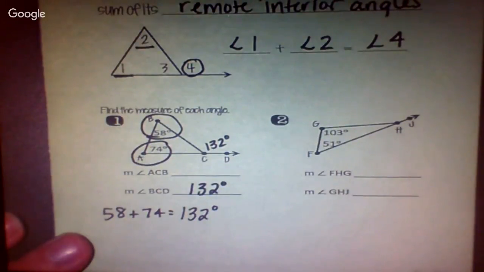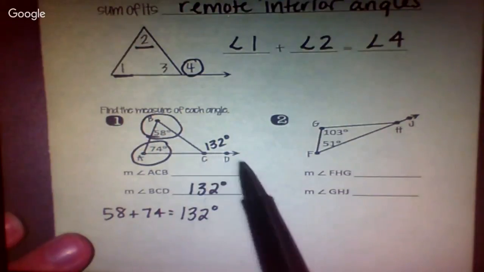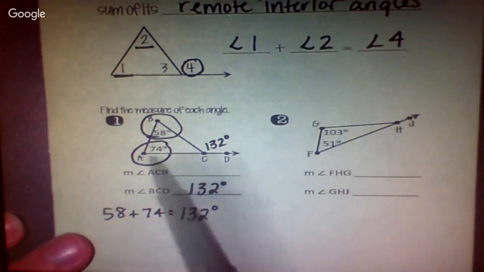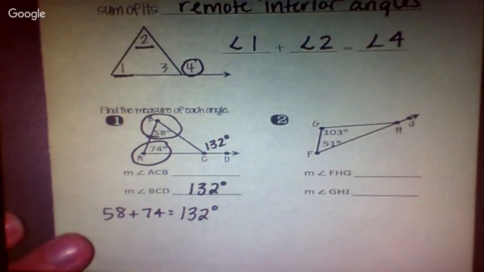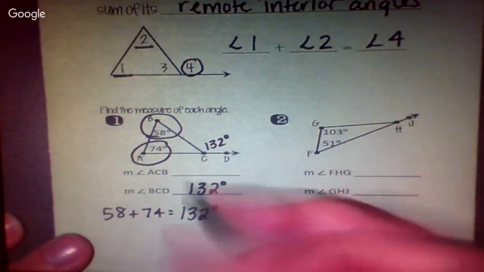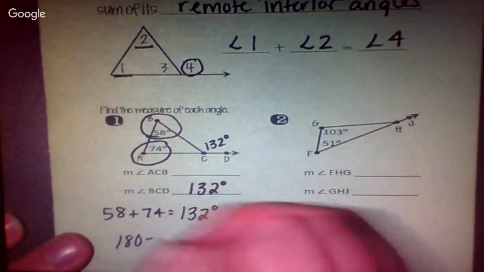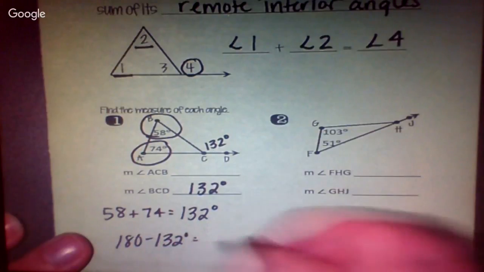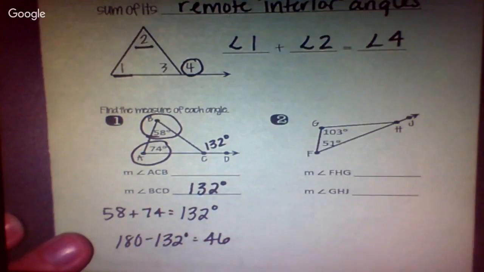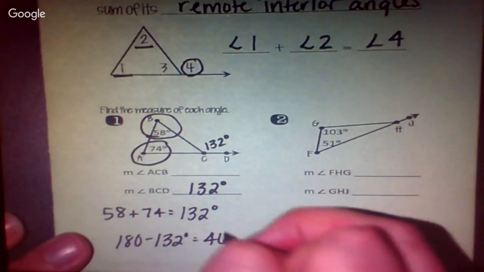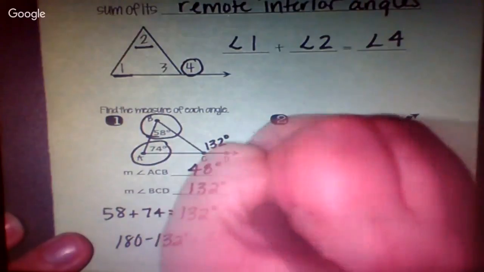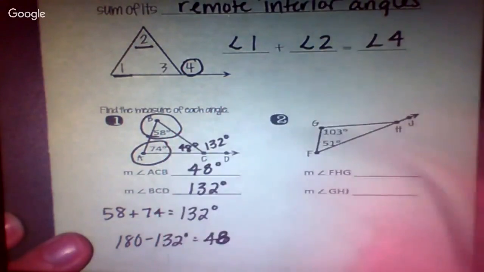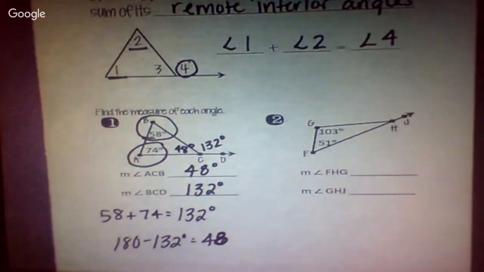So if we know that BCD is 132, they want to know what is ACB? What is this third angle right here? How do I figure that out? They should add up to equal 180. So 180 minus 132 gives me 46. No, 48. Sorry. 48 degrees. This should be equal to 48.